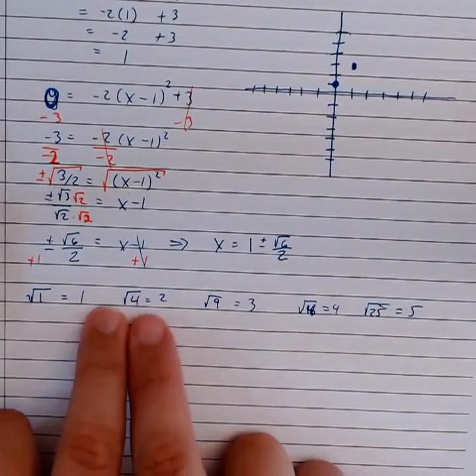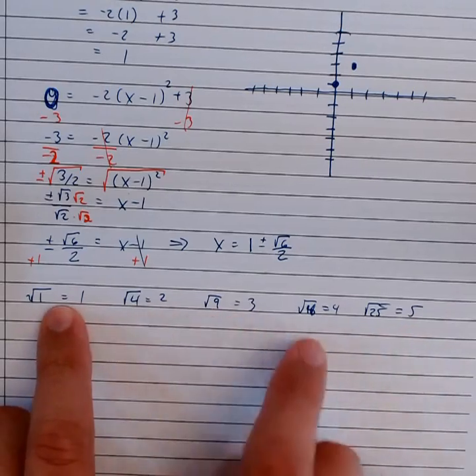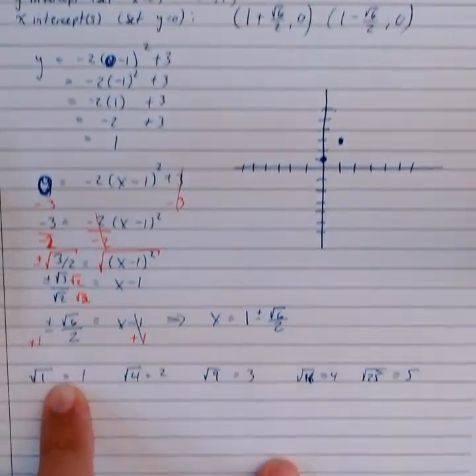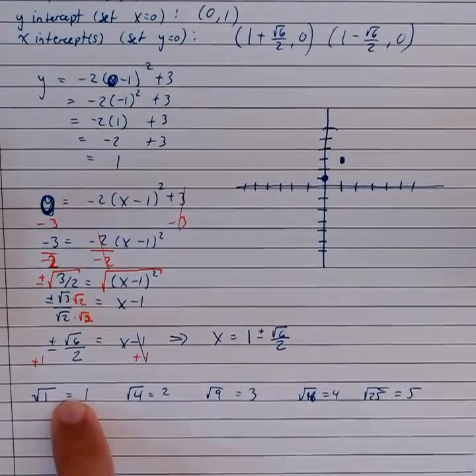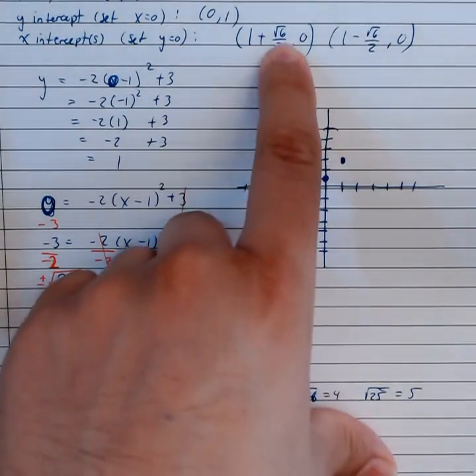There's a bunch of square roots that we know, right? The square root of 1, 4, 9, 16, 25. And you say, yeah, but that doesn't help me because I don't want the square root of 1, the square root of 4, the square root of 9, or the square root of 16. I want the square root of 6.